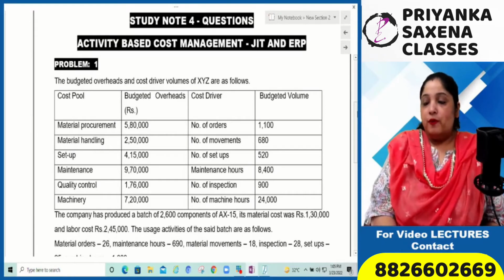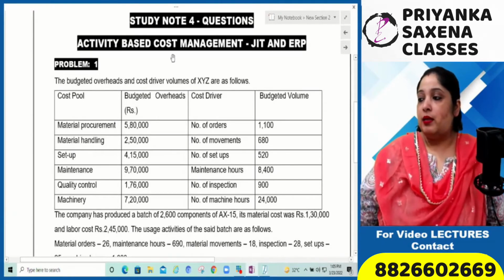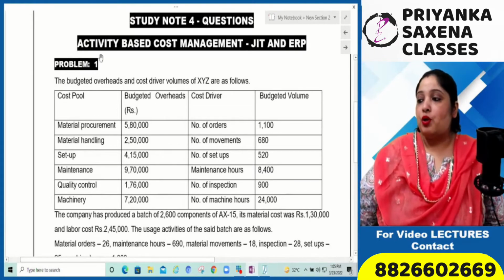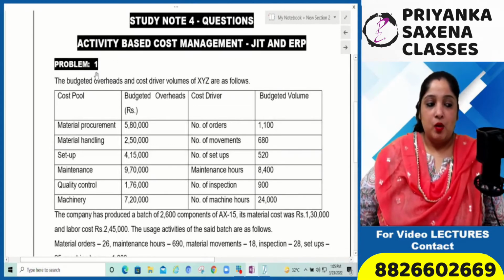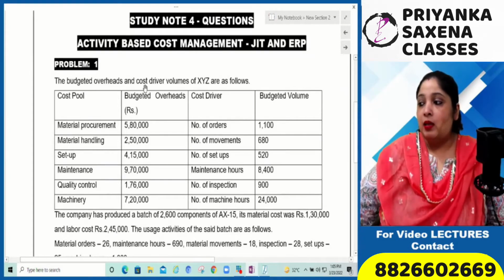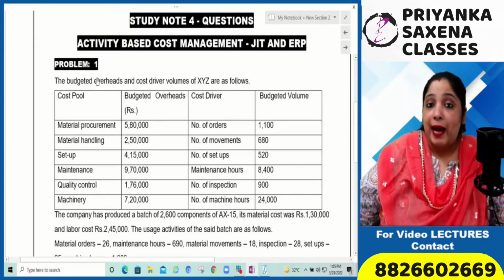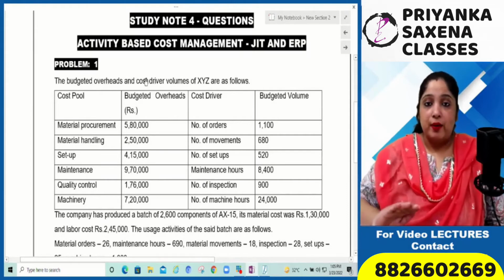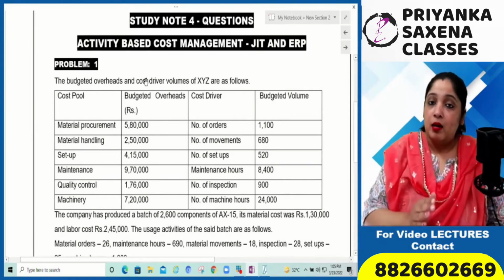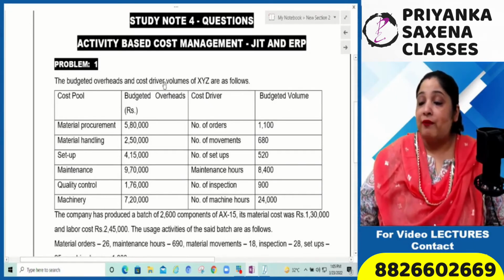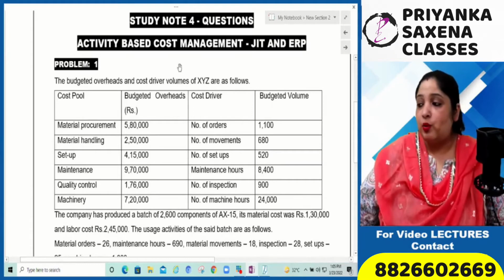Yes, please observe question number 1. This is study note number 1. All questions, as you know, are from the CMA module only. So question number 1, activity based cost management. This is the chapter's name. Question number 1, the budgeted overheads, that is, these are the planned overheads, and this overhead will be incurred, and the cost driver, the reason why this cost is getting incurred, what is the driving force, that is the cost driver. Cost driver volumes, what does volume imply, you will just get to know.